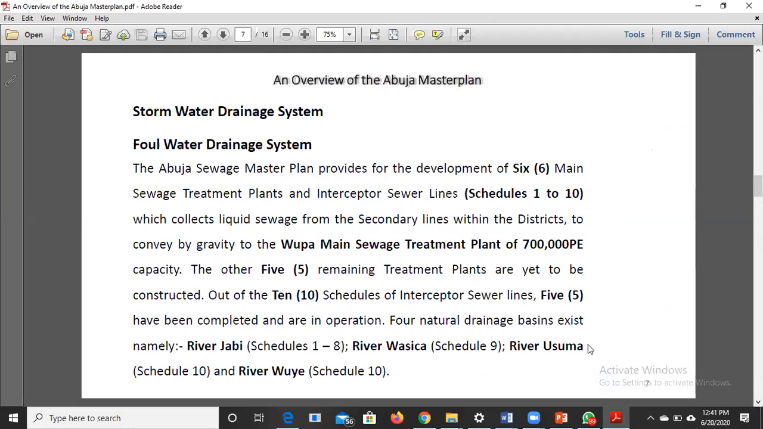You see the storm water drainage system and the foul water drainage system. Let me read the foul water drainage system. It says the Abuja Sewage Master Plan provides for the development of 6 main sewage treatment plants.